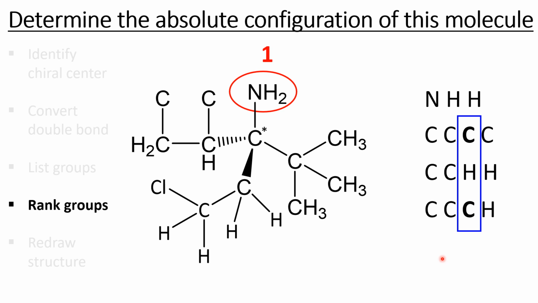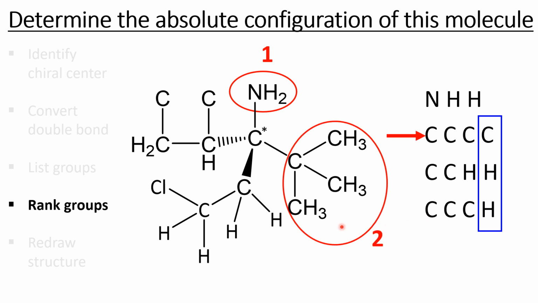Here, there is a tie between these 2 carbon atoms. So this means one of them will get priority number 2 and the other priority number 3. So to break this tie, we will go to the fourth atoms. Since carbon has a higher atomic number than hydrogen, priority number 2 will go to the tert-butyl group. Priority number 3 will go to the vinyl group. And priority number 4 will go to the 2-chloroethyl group.